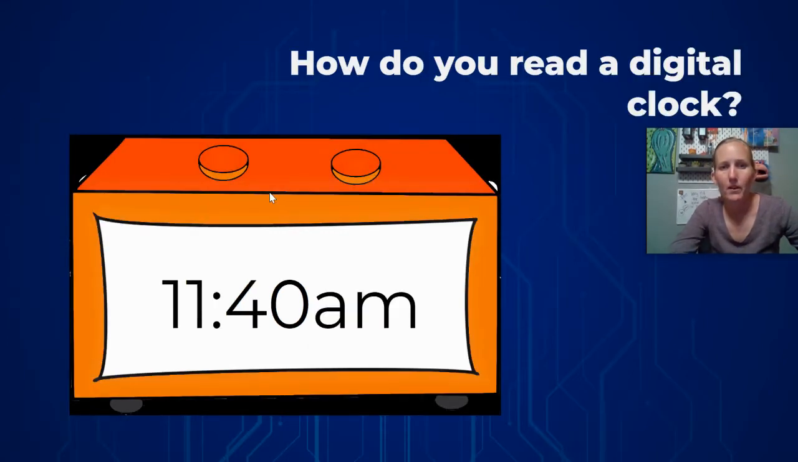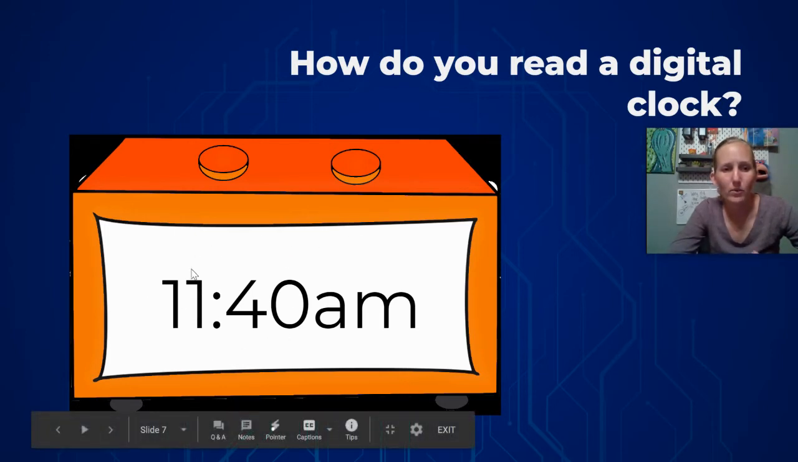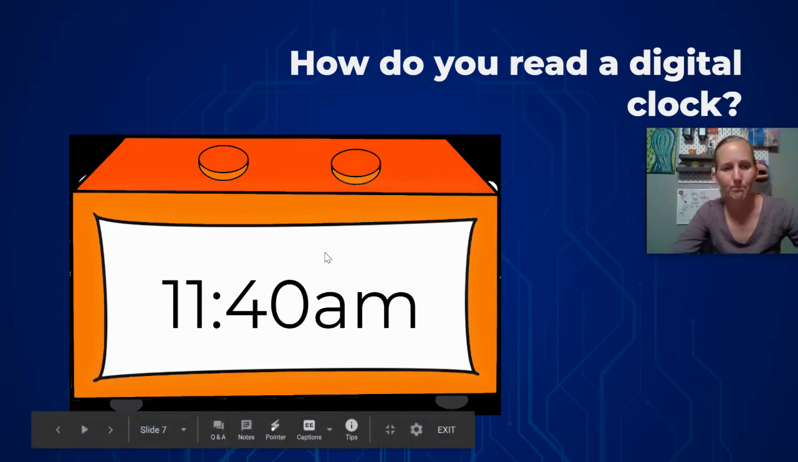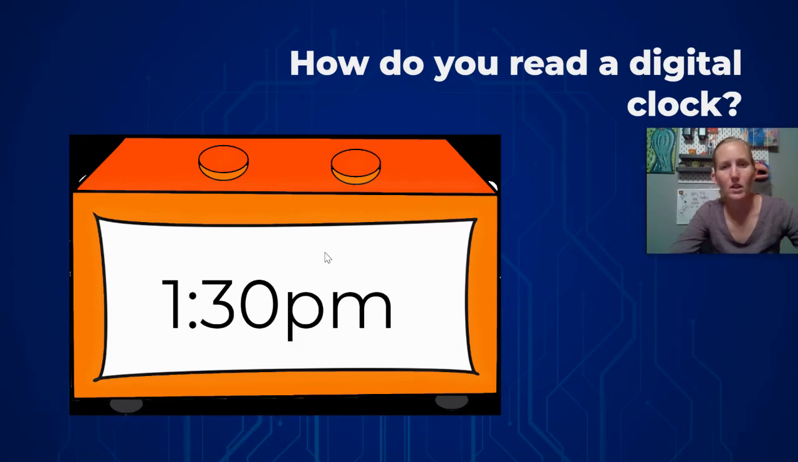All right, let's practice reading some digital clocks. Today is just reading digital clocks. You're going to make your own digital clock craft. I'm going to show you how to read this. It's 11:40 a.m. You read the first number, then the next number. 11:40 a.m., meaning morning time. This is probably right around lunchtime. The next one, 1:30 p.m., which would be afternoon time, after lunch.